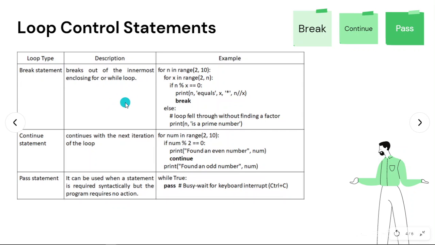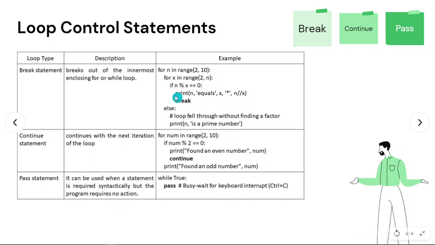Break is one type of loop control statement. When we are executing a particular loop, and if some condition is fulfilled at that time, we put the break, so it automatically breaks out of the loop instead of proceeding with the next iteration. We can say break out of the innermost enclosing for or while loop. So when we break, it automatically ends this particular loop and goes outside.